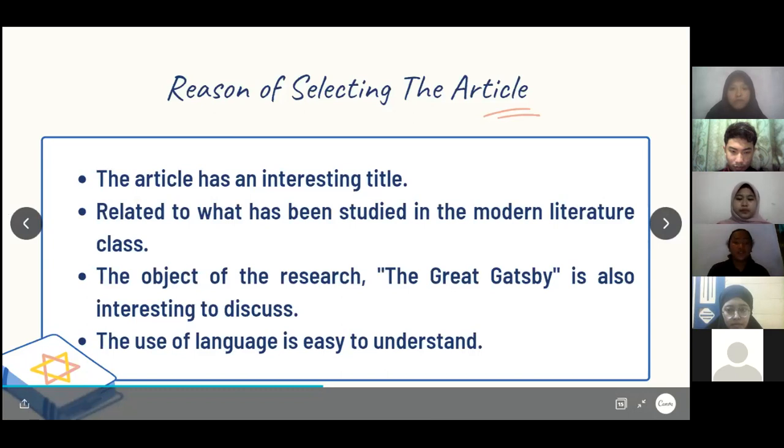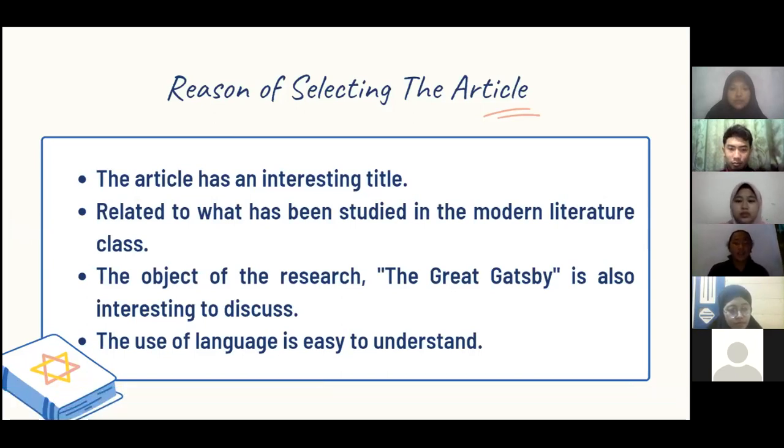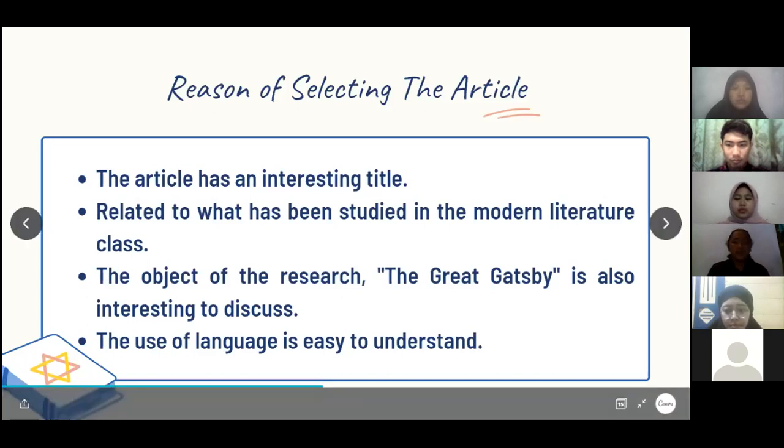Because the researcher wants to analyze the concept of American dream, the characteristics of American dream, each character, and the way the main character, J. Gatsby, gets his American dream. Thank you. I would like to move on to the next member.